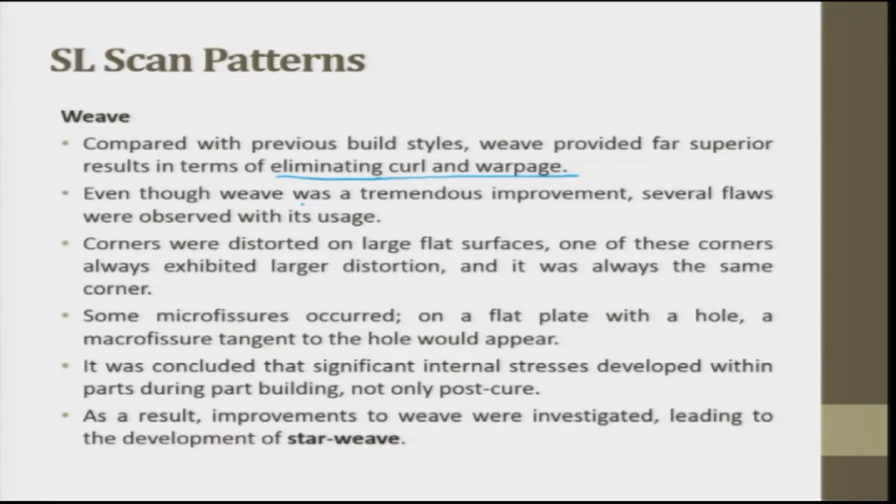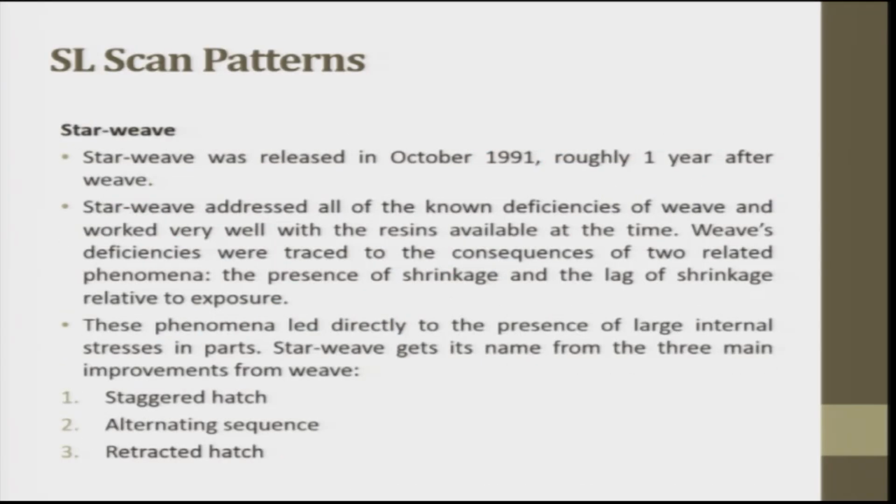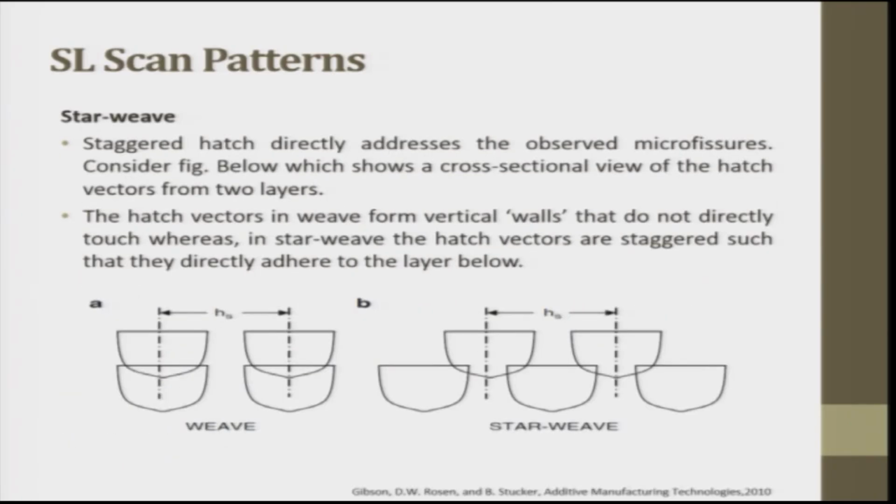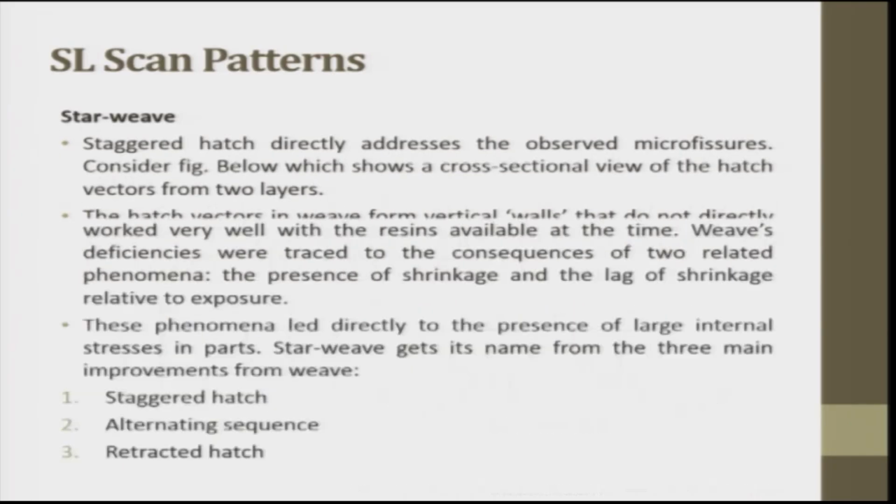Even though weave was a tremendous improvement, several flaws were observed with its usage. Corners were distorted on a large surface. Microfissures occurred. It was concluded that significant internal stress developed within the part during the part building, not only from curing. As a result, improvements of weave were investigated, leading to the development of star weave. So this weave pattern had a problem, so then they went for a star weave. We will see star weave.